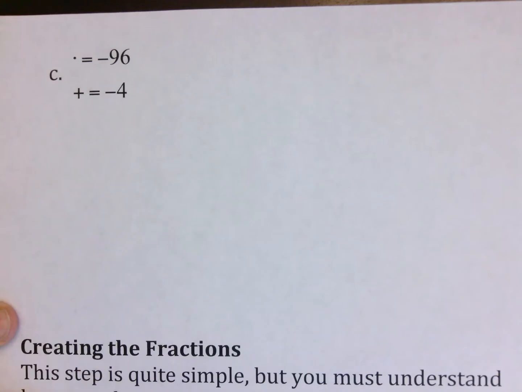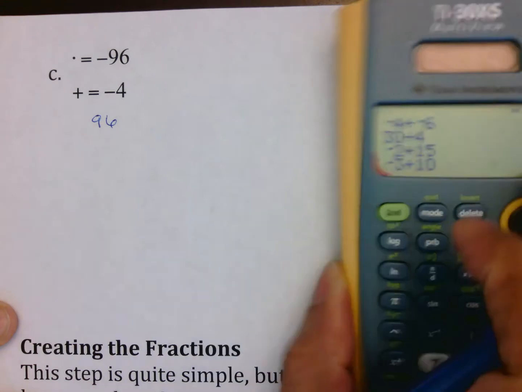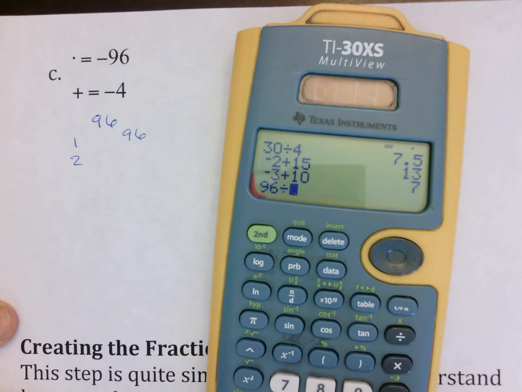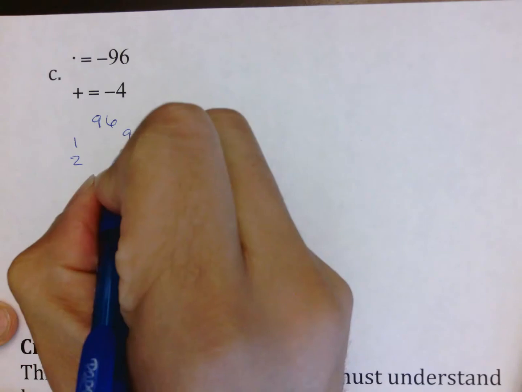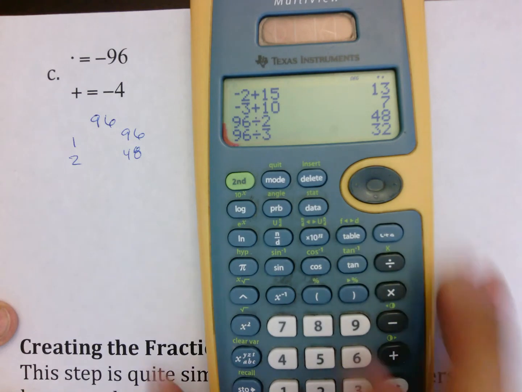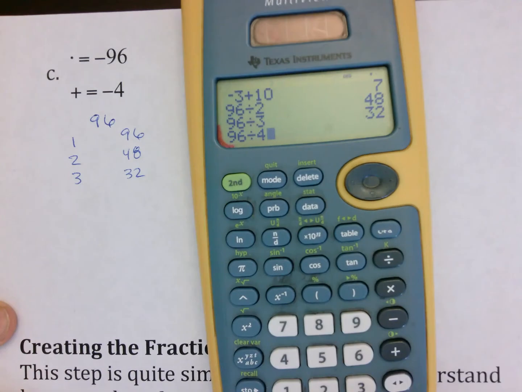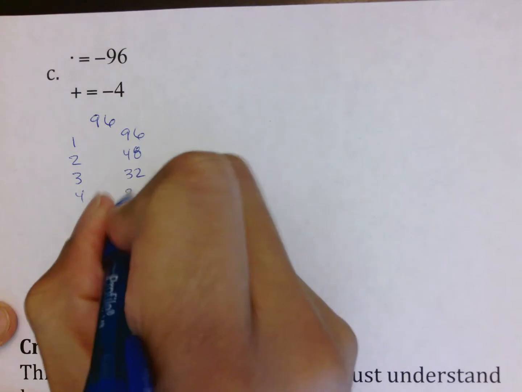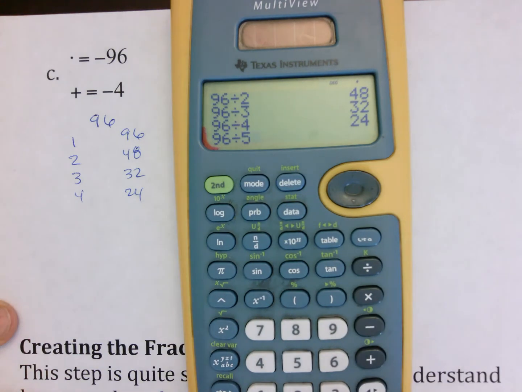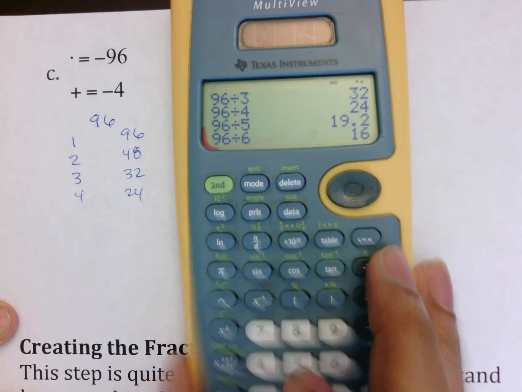This one here multiplies to be negative 96, adds to be negative 4. So we will take our 96 and simply go through our part. 1 is easy. 1 times 96. 2 means cut it in half, but if you don't know, just do 96 divided by 2, which is 48. Again, we will continue to go. 96 divided by 3, which is 32. 96 divided by 4, which is 24. 96 divided by 5, I don't really need to check because if it's divisible by 5, it should end in a 5 or a 0. 96 divided by 6 sounds like it would work. Yep, 6 times 16.